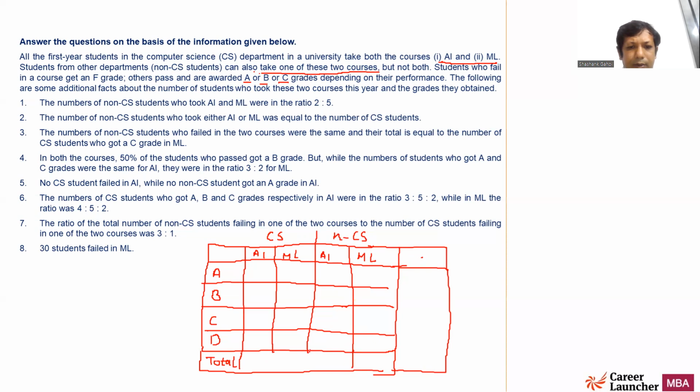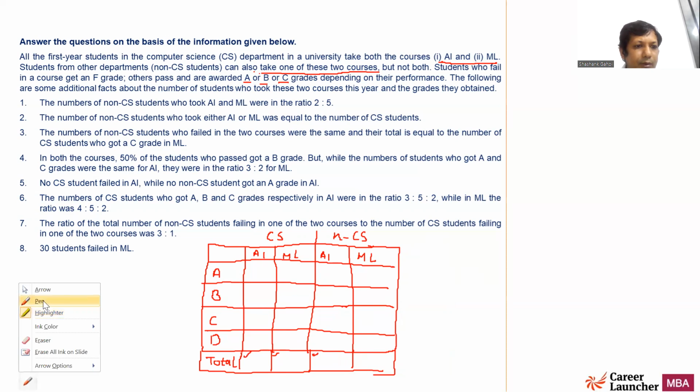This is pretty relevant. Now, all the computer science students are taking AI and ML both. It means this sum should be equal to this sum, because as many are in AI, as many are in ML, because everyone is taking 2 subjects. Now, some people are going to be in AI, some people are going to be in ML, and there is no overlapping over here.